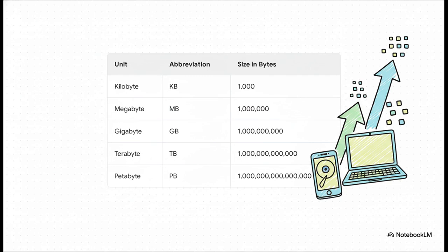And from there, things just scale up, and I mean fast. A kilobyte is 1,000 bytes. A megabyte is 1,000,000. A gigabyte is 1,000,000,000. And these days, we're all dealing with terabytes. That's 1,000,000,000,000 bytes. This is the language of your phone storage and your computer's hard drive.